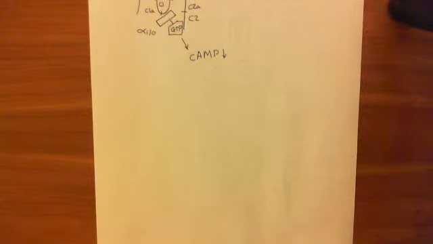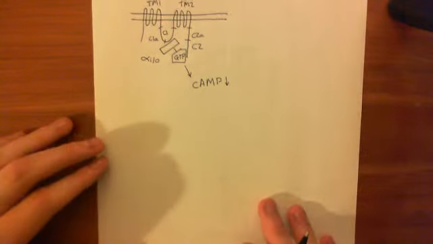Okay, so welcome to this next video on the G-inhibitory pathway. Now what we're going to do is see the consequences of cyclic AMP levels going down in the neighborhood of our receptor.